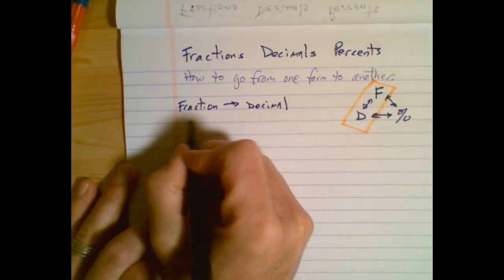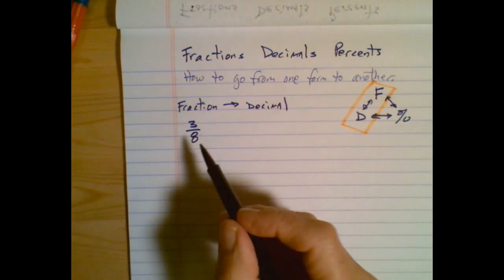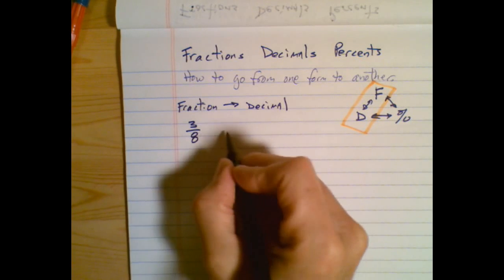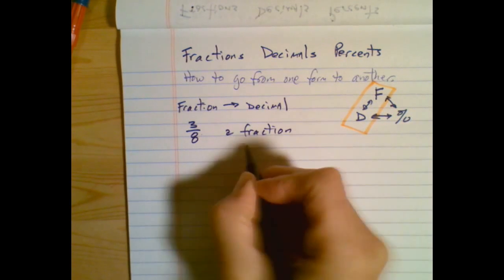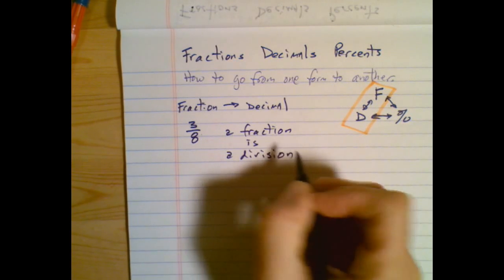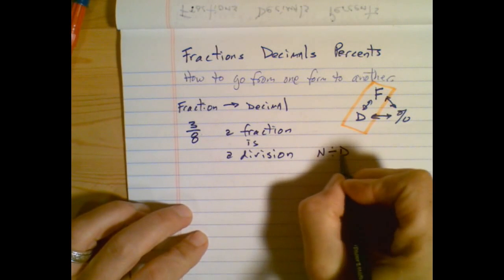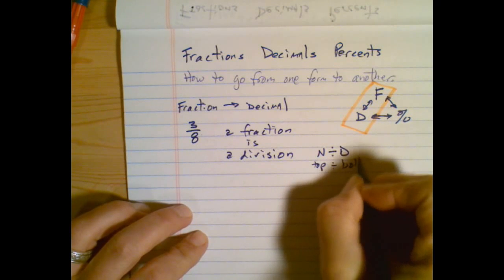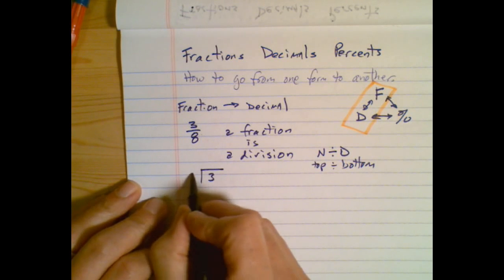So here is our fraction, 3/8. Well, here we want to remember that a fraction is also a division problem. See, a fraction is just another way to write division. Specifically, 3 divided by 8. So it's the numerator divided by the denominator. That is the top divided by the bottom. So in this case, I would have 3 divided by 8.